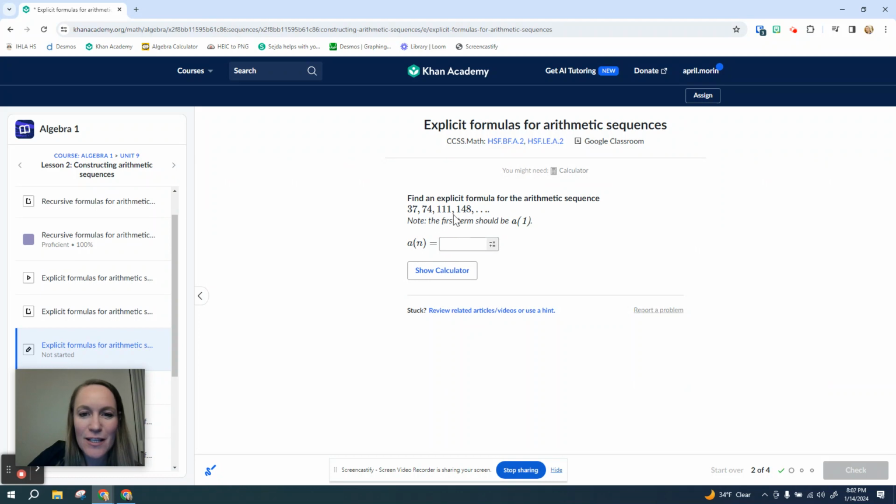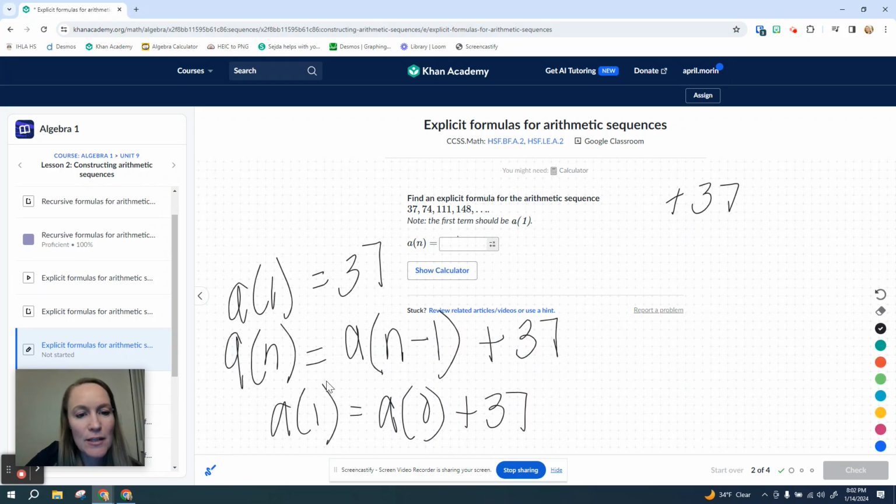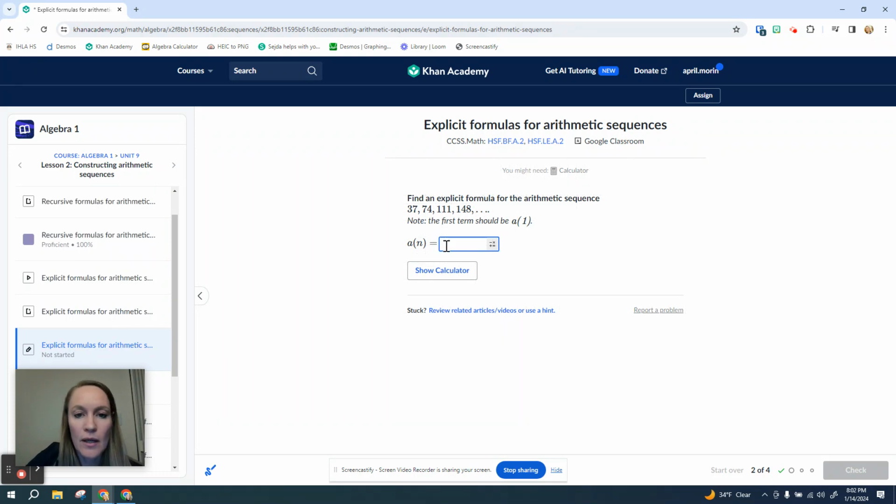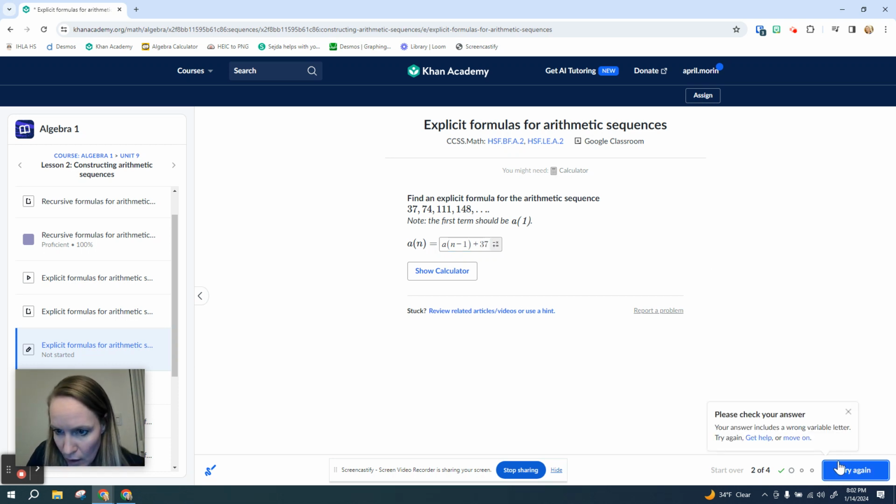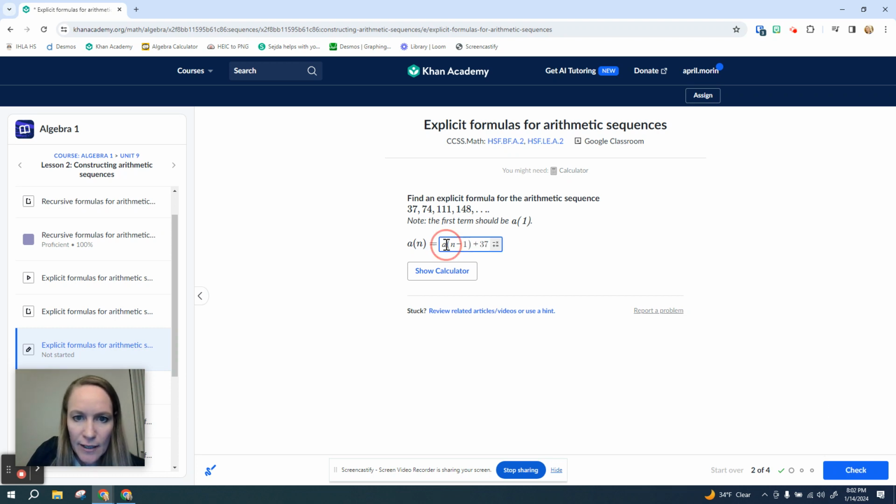So let's see. I haven't punched this and I haven't really done Khan Academy yet. So we're going to see. Sometimes it likes it in this form and sometimes not. So a parentheses, n minus 1 parentheses plus 37. Okay. Let's see if it works. Your answer includes a wrong variable letter. Okay, so it doesn't like this A.